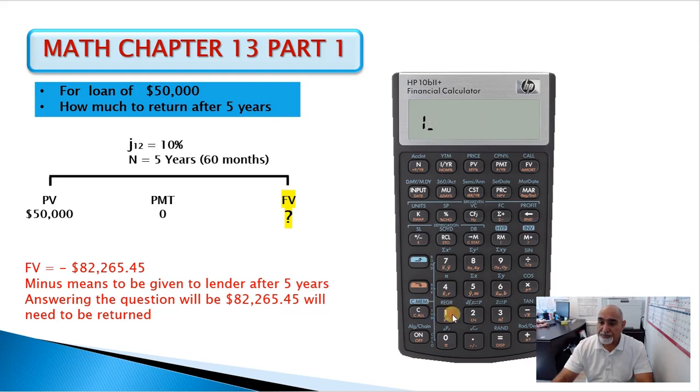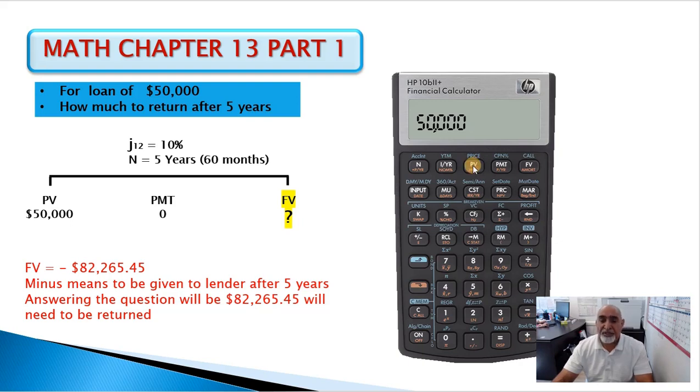So let me do that again for you. First thing, interest rate, compounding period 12, interest rate, nominal rate 10%. N is 5 years, but we need to convert into months, 60 months. Interest rate is done. PV is 50,000 loan. That means someone gave me the 50,000. I know it's a debt, and in some systems we think of debt as negative numbers, but this is money coming to us.